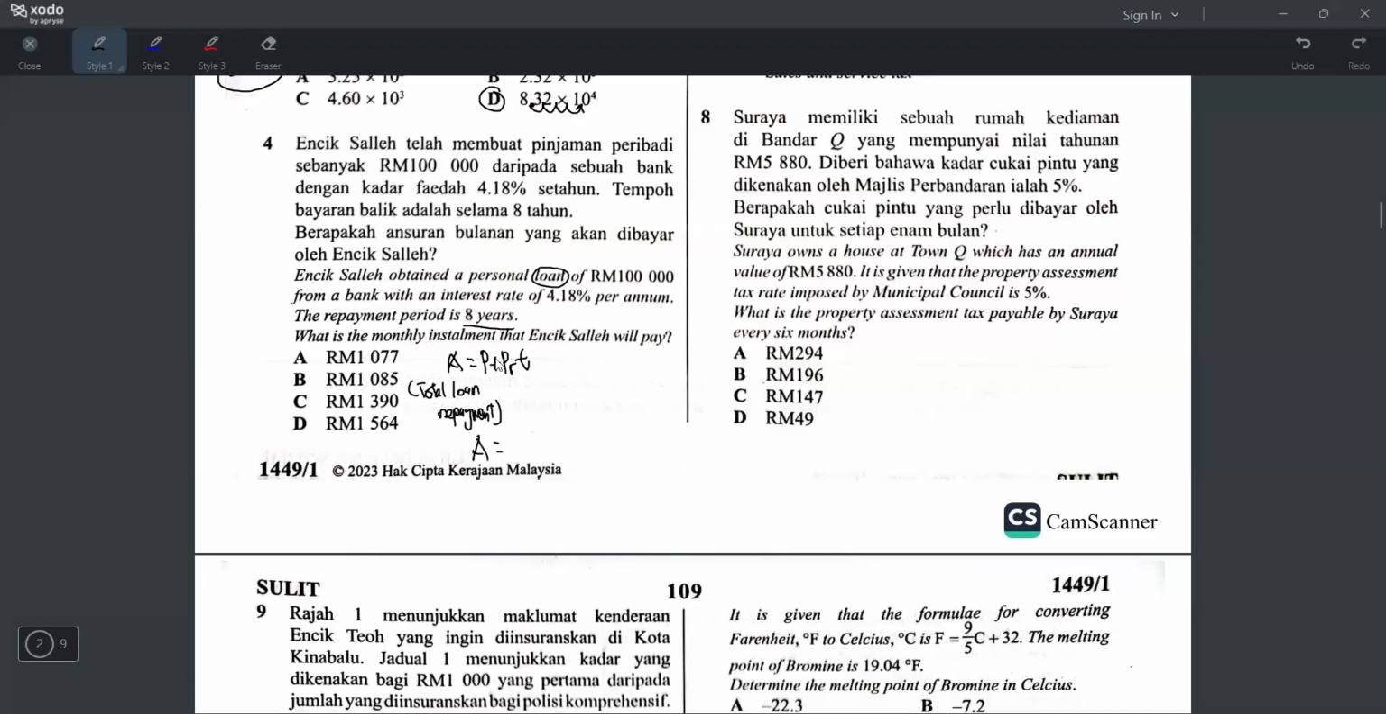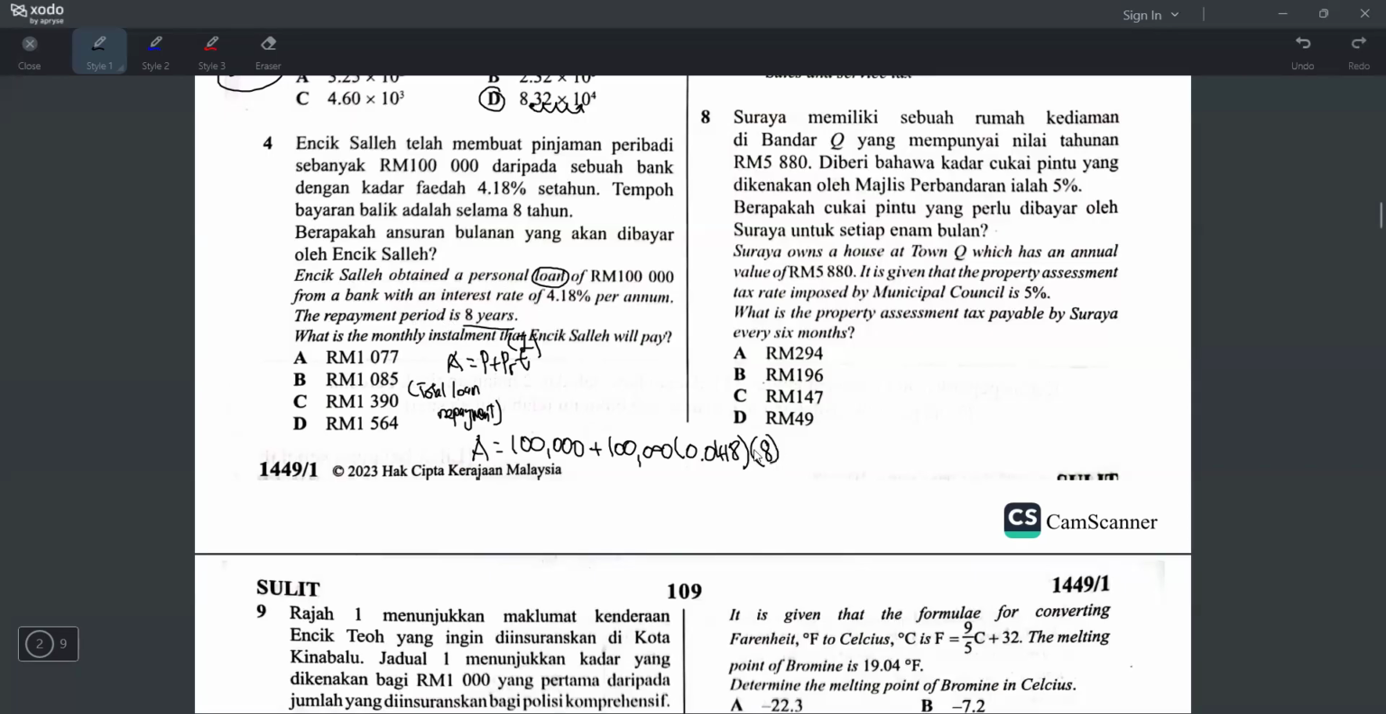So the formula is P plus PRT. P is the starting amount, which is 100K, the amount you borrowed. And then add PRT. PRT is the interest. So why do we have to add interest? Because when you borrow from the bank, they will charge you extra. You have to pay back more than the initial amount. So that's why you take 100K, the amount you borrowed, plus the interest. The interest is 100K times the rate, which is 4.18%. You can write this as 0.0418, because 4.18% means 4.18 divided by 100, so you move the decimal backwards 2 times like this. And then times the time, which is 8 years.